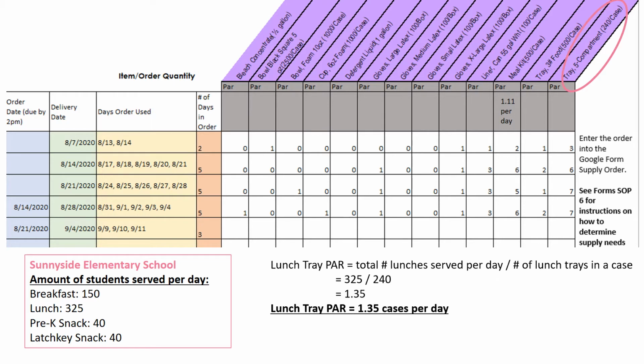Let's do another example: 5-compartment trays. These are lunch trays. To find the PAR level for lunch trays, take the total number of lunches served in a day divided by the total number of lunch trays in a case. So that's 325 lunches divided by 240. That equals 1.35, meaning that we need 1.35 cases of lunch trays per day. Record that number in the PAR box under lunch trays.